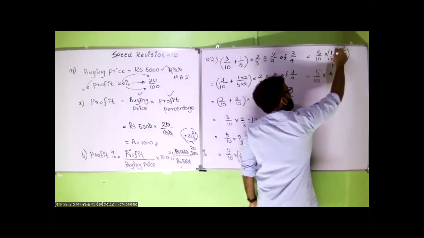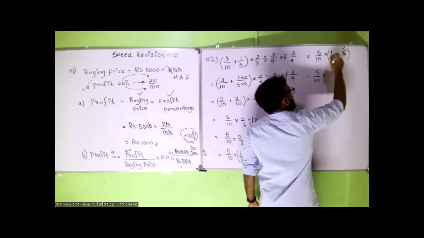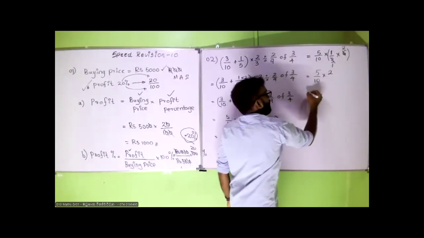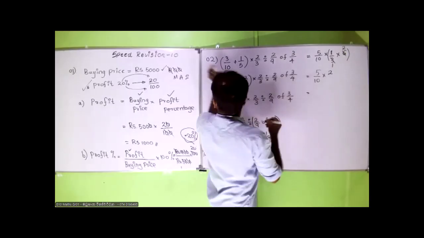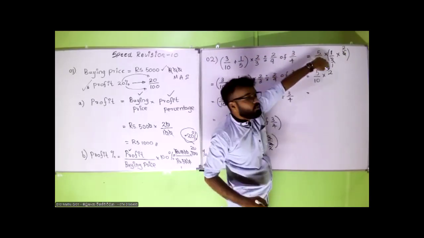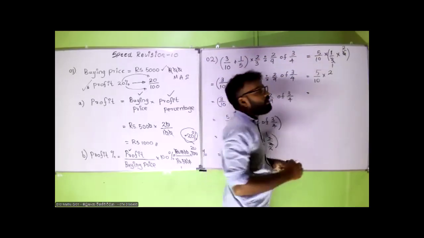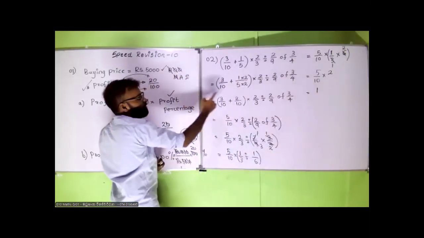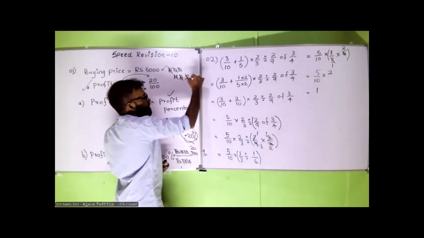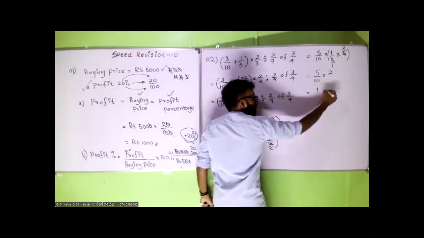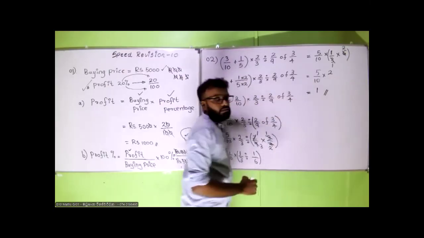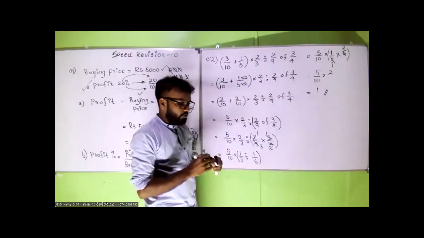Okay, so here 3 times 1, 3 times 2, 2 times 1, 2. Now multiplication: 5 times 2, 10. 10 divided by 10, 1. Multiplication is also done. We do not have any addition and subtraction, so BODMAS is okay. So your answer should be equal to 1.